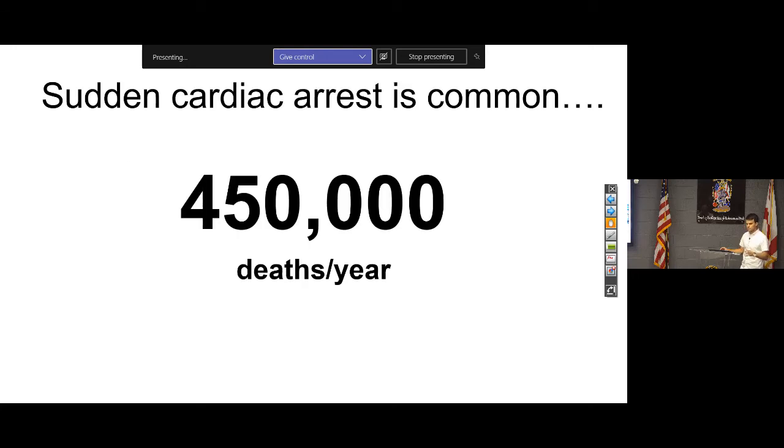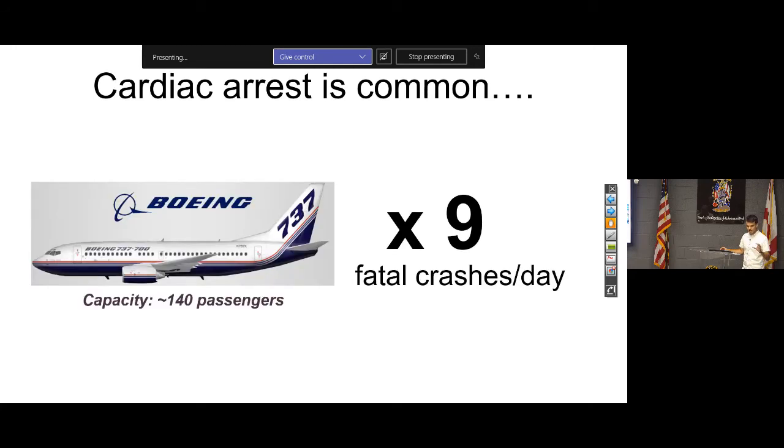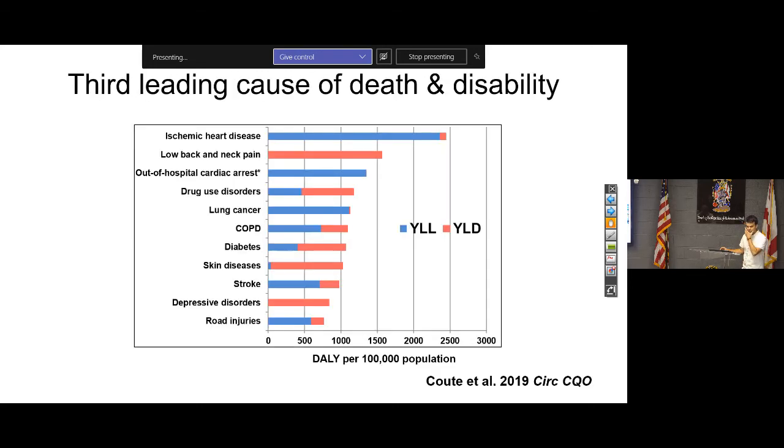So for cardiac arrest, you guys know the burden of disease is huge. There's over 450,000 deaths per year for sudden cardiac arrest. It's about 1,200 deaths per day. Another way you can look at it is if you have 9 737s full of passengers crashing fatally every single day, that's the number of deaths. And it's the third leading cause of death and disability in the United States.